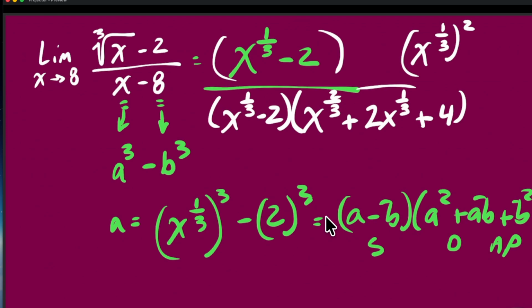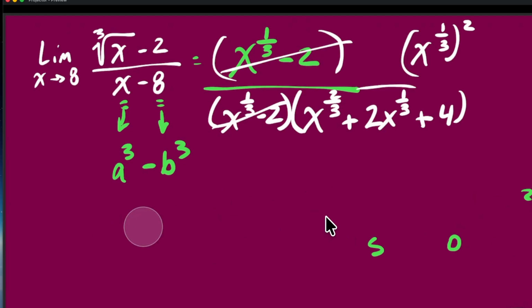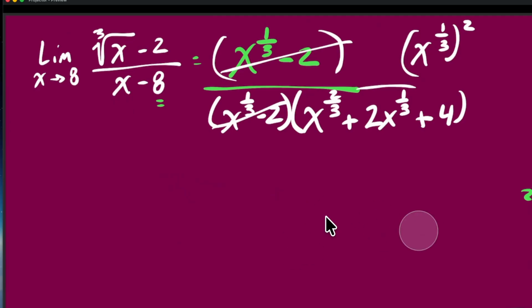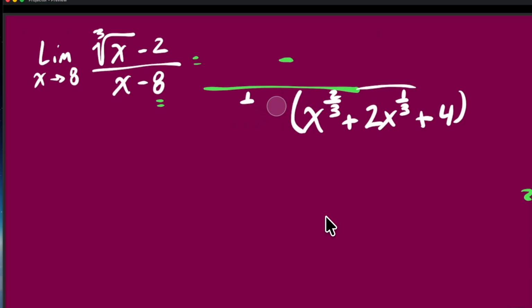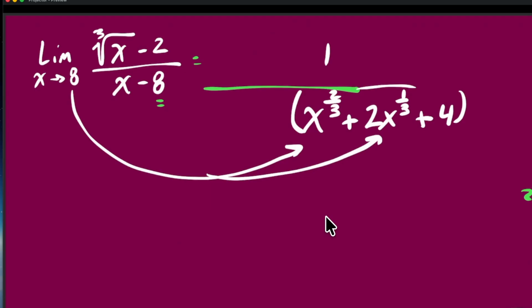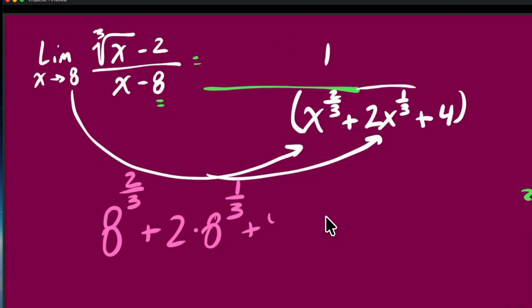Okay, so as advertised, we can cancel out these two, and we are left with plugging in what we see in the denominator. Okay, so let's look at what we have. Let's make this a little neater. And this is what we ended up with. Okay, so if we plug in 8 to these two terms here, we're going to get 8 to the 2/3 power plus 2 times 8 to the 1/3 power plus 4.